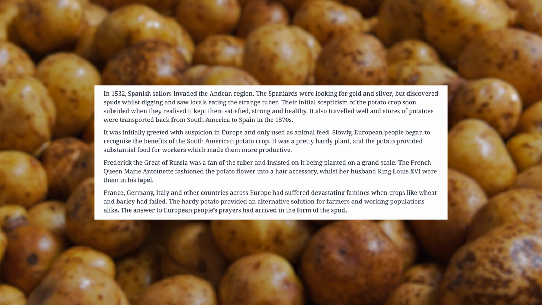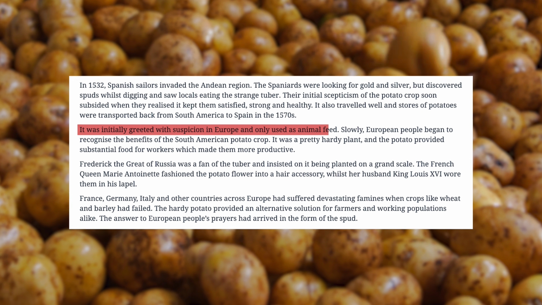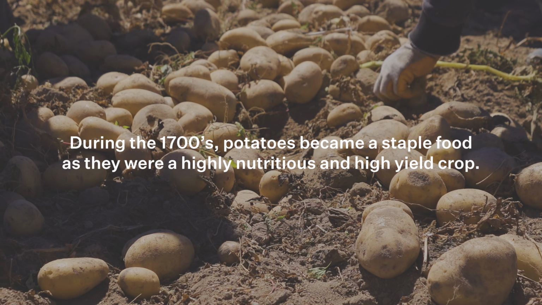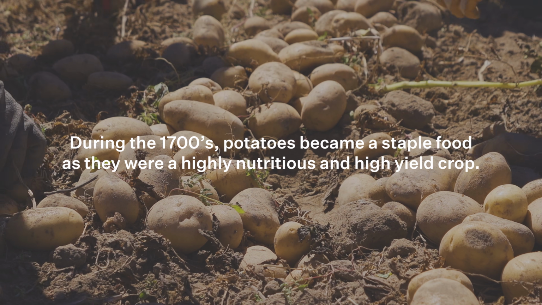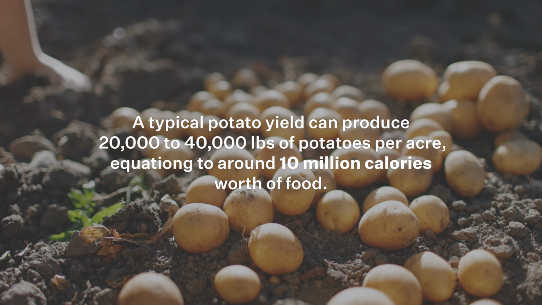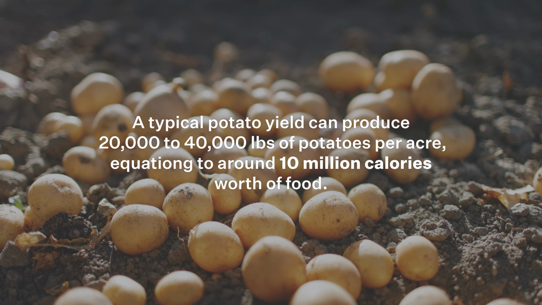Now, similar to tomatoes, when potatoes were first introduced to Europe, they were kind of met with some suspicion. But during the 1700s, they became a staple crop for poor people because potatoes were a highly nutritious and high-yield crop. Potatoes produce more calories per acre than most other staple crops such as wheat or corn.